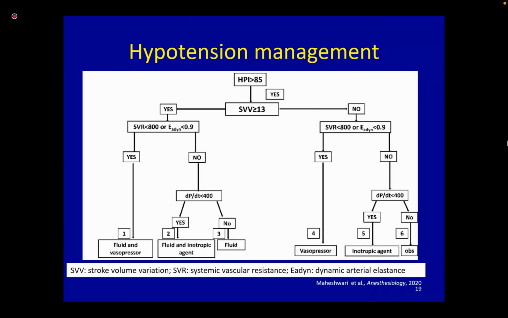So in the software system, HPI along with the stroke volume variation identifies it. If the stroke volume variation is higher than 13, then the parameters indicating the afterload, including systemic vascular resistance higher than 800 or dynamic arterial elastance lower than 0.9, will be identified. If intraoperative hypotension resulted from hypovolemia and low afterload, a vasopressor will be administered. If the parameter indicating cardiac contractility, delta P divided by delta T, was lower than 400, ephedrine will be administered.